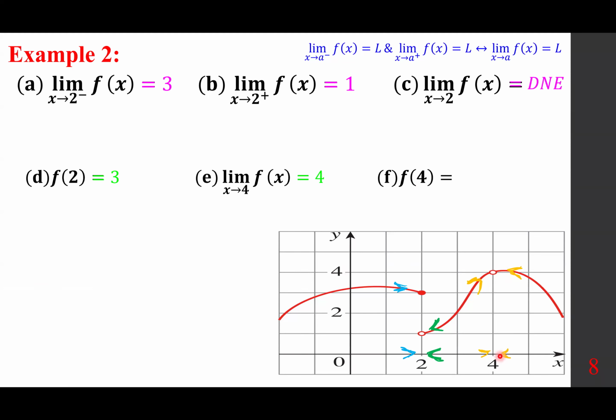What about f of 4? If you look at number 4, we don't have any solid points. It's not given to us. It's missing in action, undefined. If you said does not exist, it's okay, but it's undefined. That would be the terminology for that.